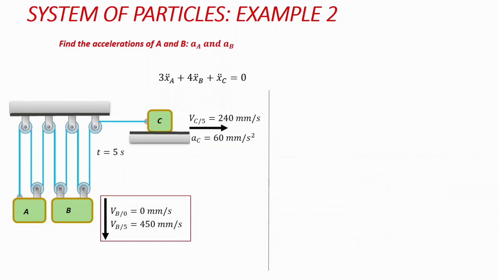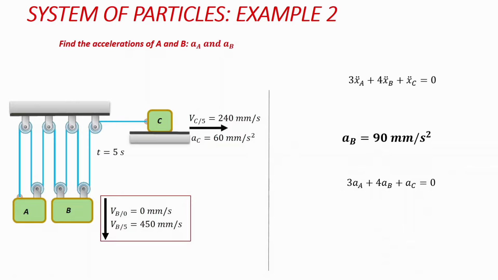Then if we were to work with the second equation to estimate the acceleration of particle A, the first thing to do is to write it in the proper designations. Let's not forget that we've estimated the acceleration of particle B to be 90 millimeters per second squared, and the acceleration of particle C to be 60 millimeters per second squared. So if we put all these into the equation, we have 3 times acceleration of particle A plus 4 times 90 plus 60, which is the acceleration of particle C, all equal to 0.